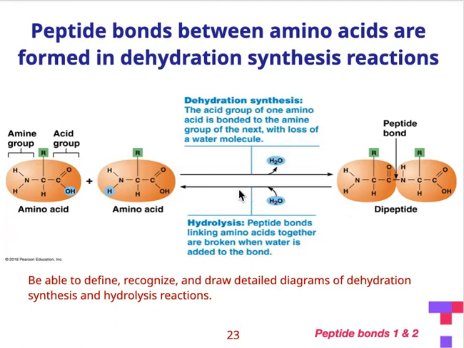The reverse reaction, a hydrolytic reaction, occurs when we break a dipeptide into two singular amino acids. In that reverse reaction, the peptide bond that links the two amino acids together is broken, and water is required for this reaction to occur.